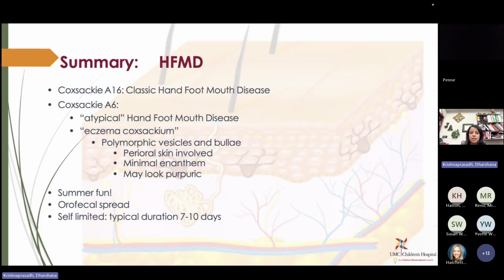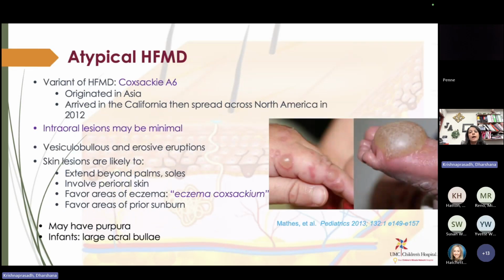Usually it's self-limiting, and the course is 7 to 10 days. I do warn parents saying the intraoral lesions can get painful. The rest of them on their hands, feet, or mouth are not painful or itchy in these kiddos.